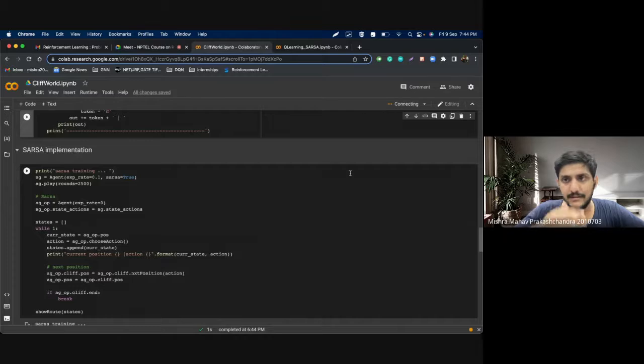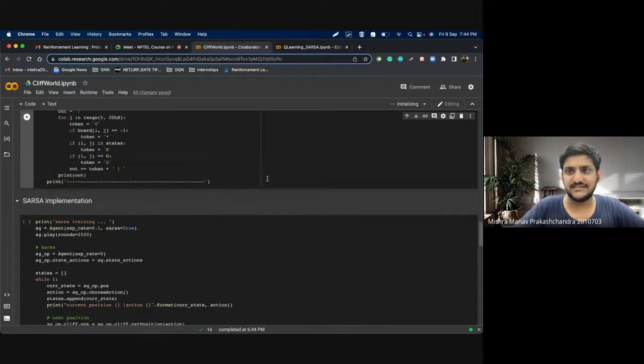You can still see the screen, right? I just got disconnected here. Yeah, okay.